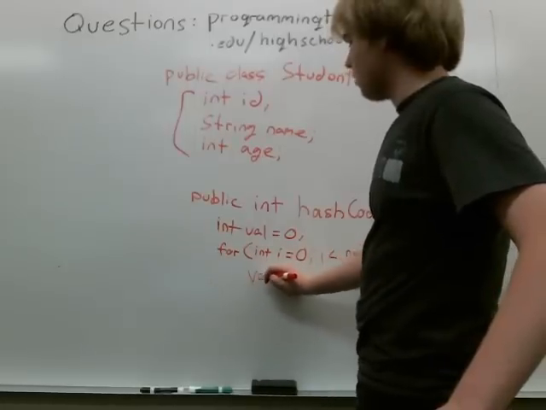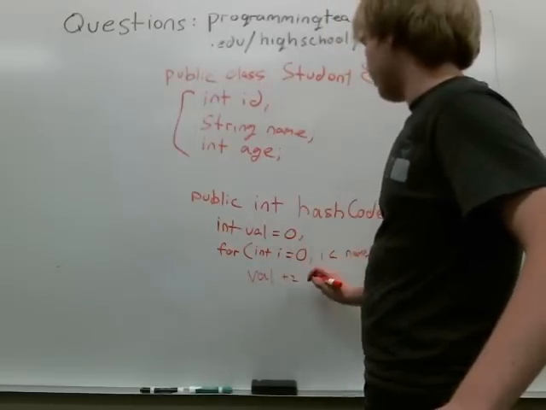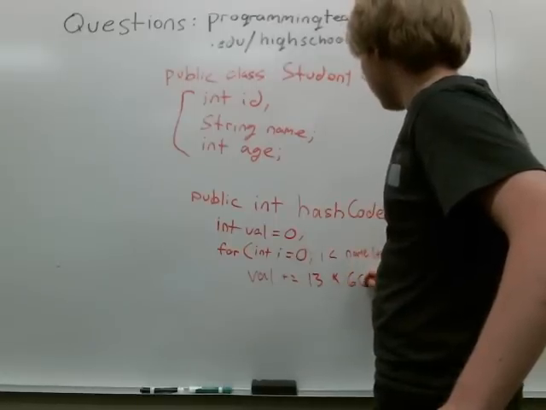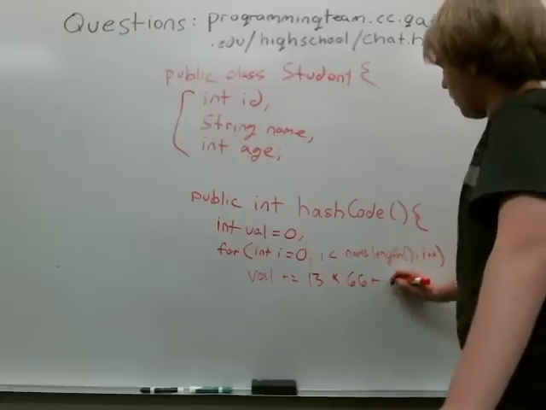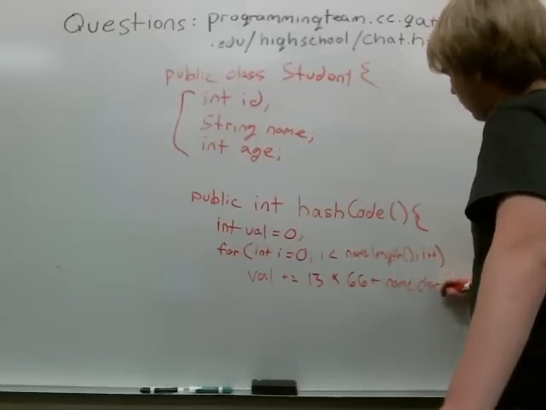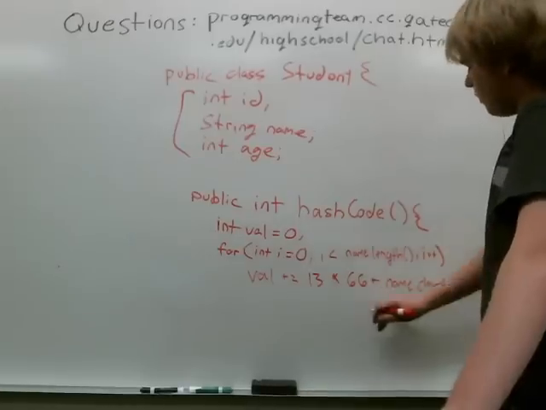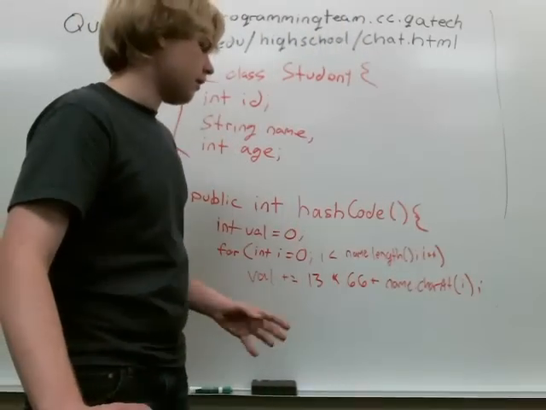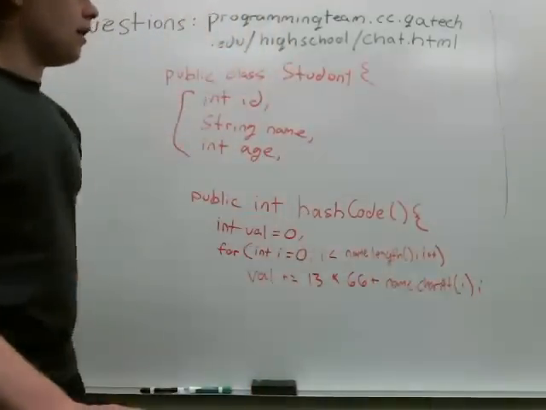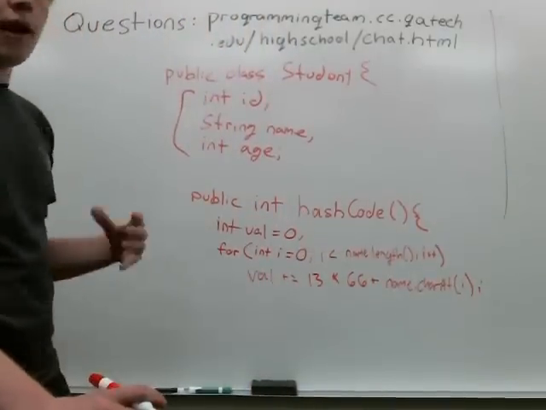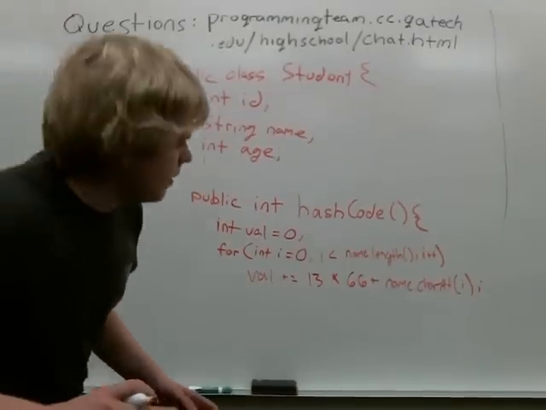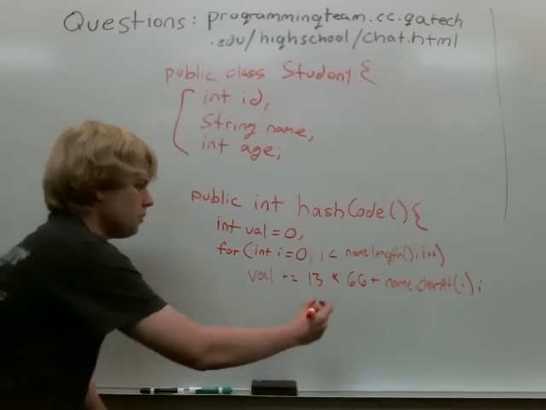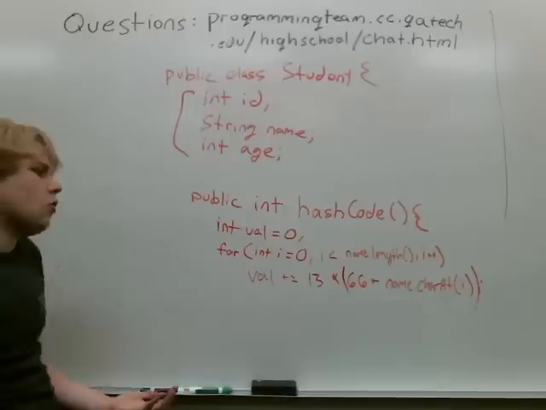Now we'll do value plus equals, let's just pick a random number, 13, times 66 plus name.charAt(i). So name.charAt(i) is going to get the character at the ith index in name and use its ASCII value. If you look up an ASCII table on Google, it'll tell you all the values of the different letters. It will take that integer ASCII value, add 66 to it, and then multiply it by 13.